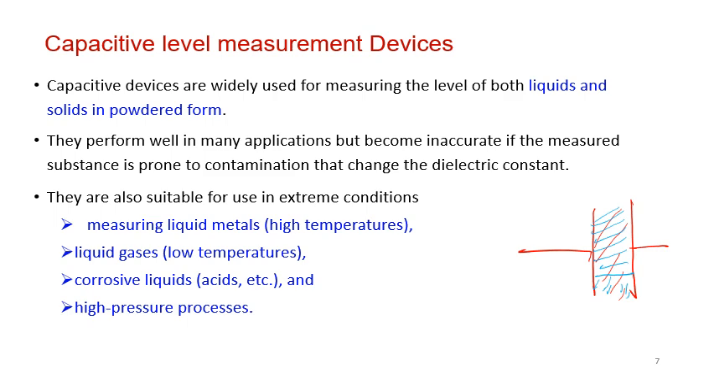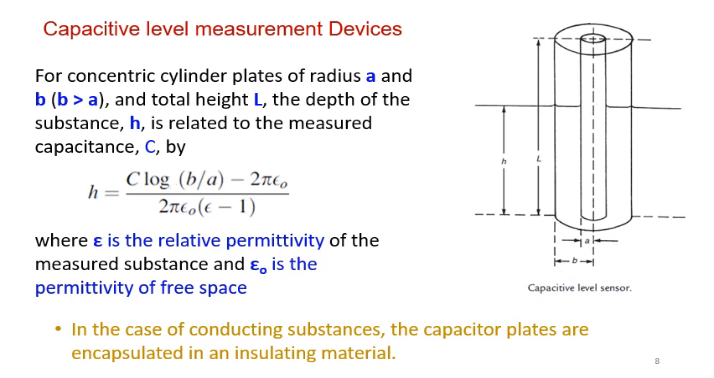But before I go to the next slide, I can say that this kind of sensor can be used for extreme conditions, like very high temperature situations, like liquid metal, or it can be used for liquid gas, that means very low temperature. For corrosive liquid, like acid, we can measure the level of acid. And it can also measure the level in high pressure situations. If the pressure in the liquid to be measured is high, we can use this kind of sensor.